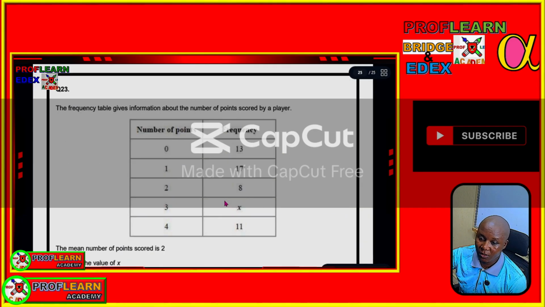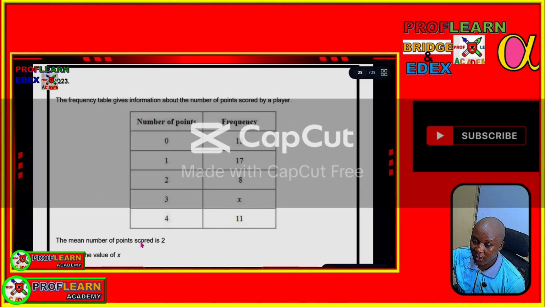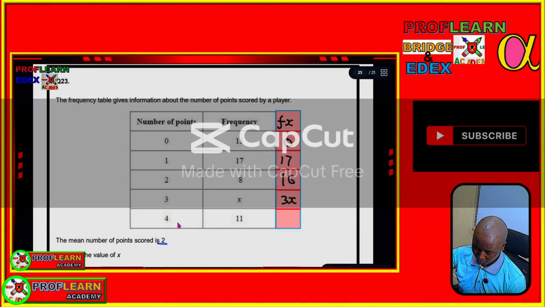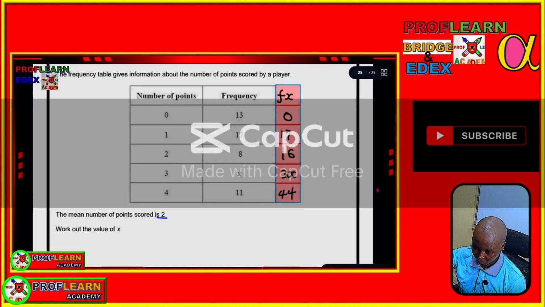All right, so the next part is to work out the mean. Remember, the mean of data is going to be the sum of fx over total frequency. So in this case, we're going to create a column at this given point. We shall have one column here, and we shall say fx. So 0 times 13 will be 0. This will be 17, this is going to be 16, and this will be 3x, and this 44.